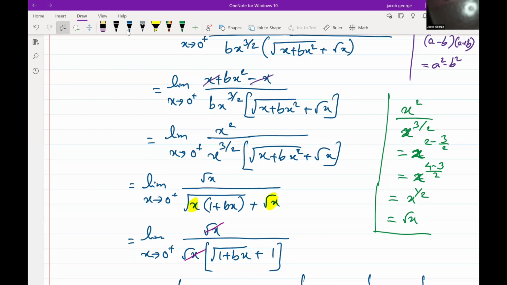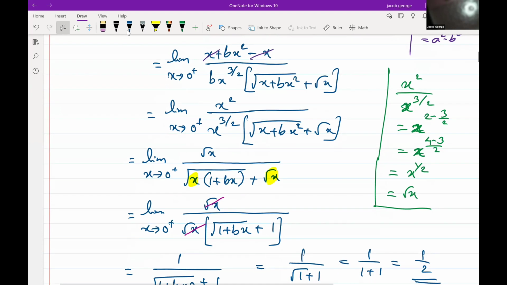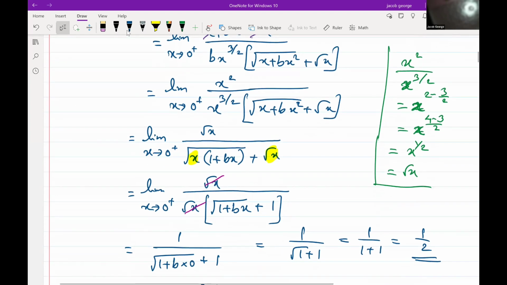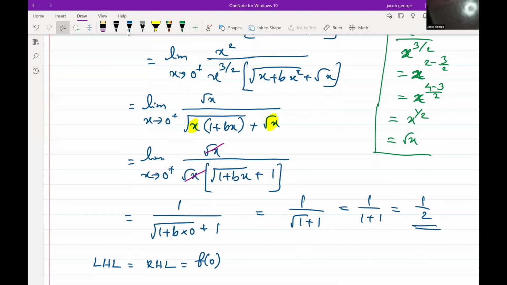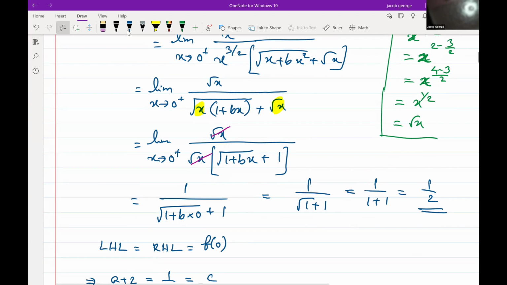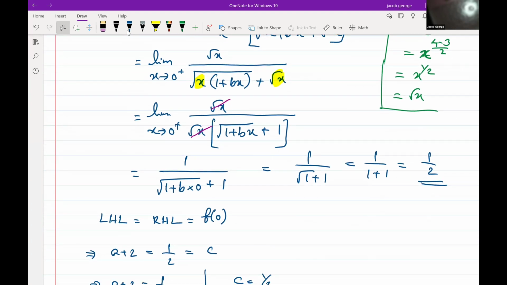And then we got the answer like this: root x by root x into 1 plus bx. So that root x is taken outside from the denominator. x by x raised to 3 by 2, calculation I have done in the rough space, that we get root x. And then we could cancel out that root x. Then in the remaining part, we substitute x equal to 0. So we get 1 by 2. So this is the right-hand limit.